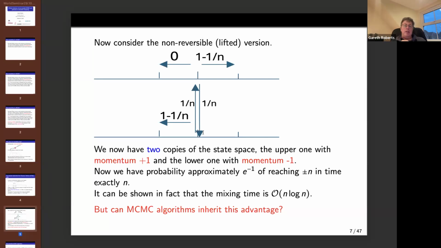Okay, but notice here that we did a lot of things which we might not be able to do in an MCMC application. In particular, we actually chose the probability of going up to be not just one particular value close to 1, but we chose it to be 1 minus 1 over n, a value which is obviously going to 1 at a particular rate.